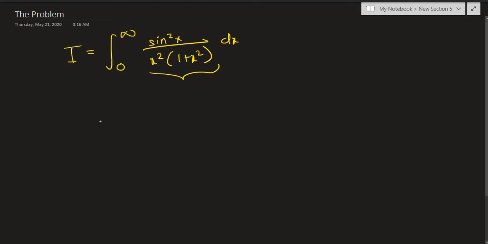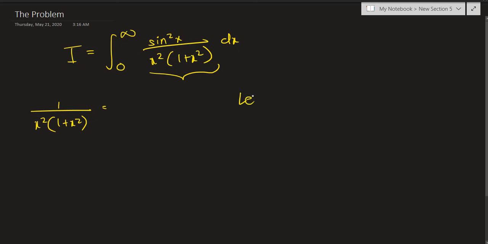So what we're going to do is forget the sine squared x for now, because partial fraction decomposition is not a part of calculating this integral. It's a part of splitting the denominator. So we'll first split the denominator, then multiply everything by sine squared x, and then integrate. Okay, so we have 1 divided by x squared times 1 plus x squared. I want to split this into some constant divided by the first factor plus another constant divided by the second factor.